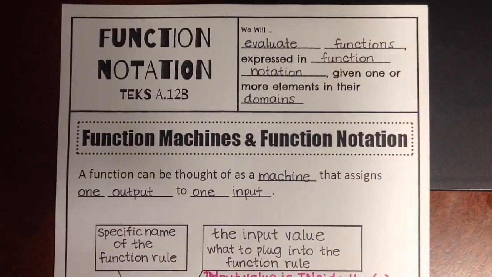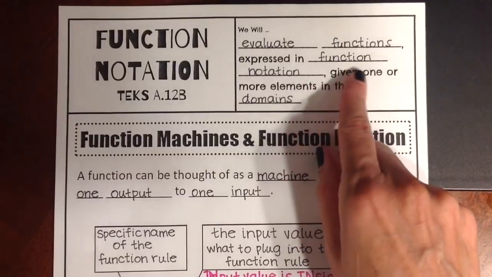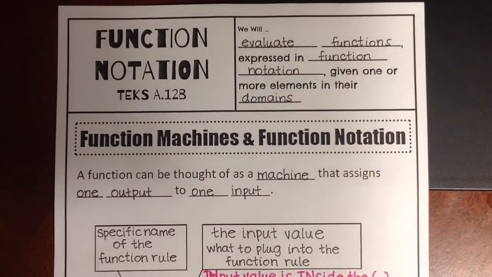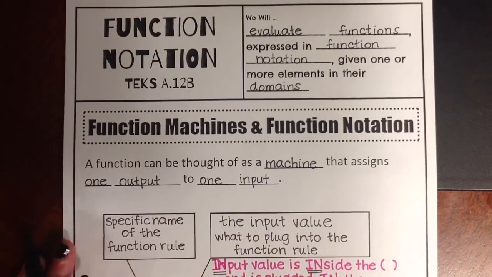Okay, so today we're going to talk about function notation. For our objective, we will evaluate functions expressed in function notation given one or more elements in their domains. So a function can be thought of as a machine that assigns one input to one output. And what does that look like?